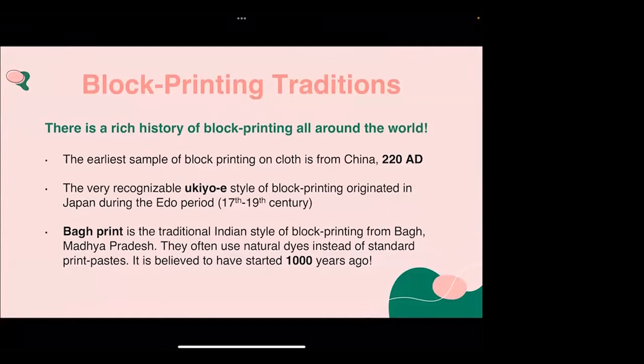The very recognizable ukiyo-e style of block printing originated in Japan during the Edo period, which was the 17th to 19th century. And the Bagh print is the traditional Indian style of block printing from Bagh in Madhya Pradesh. They often use natural dyes instead of the standard print paste. And it's believed to have been started 1,000 years ago.